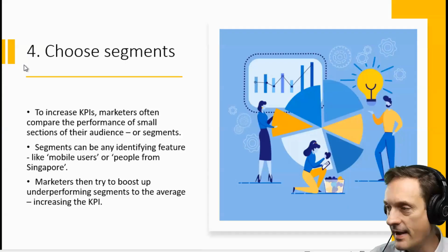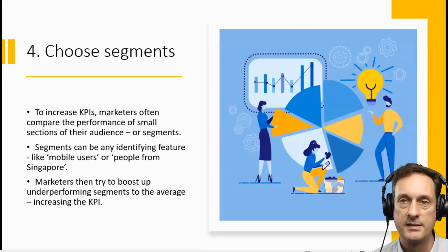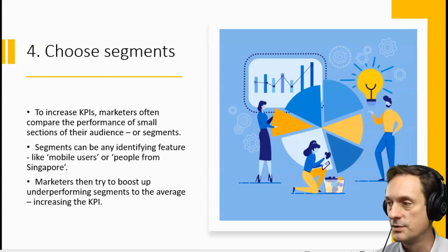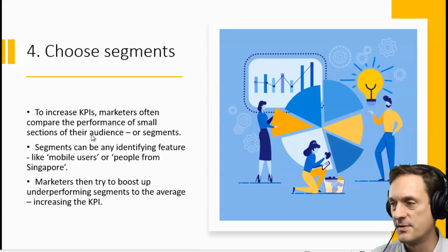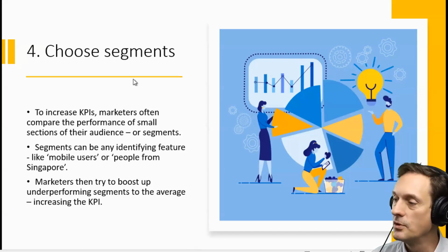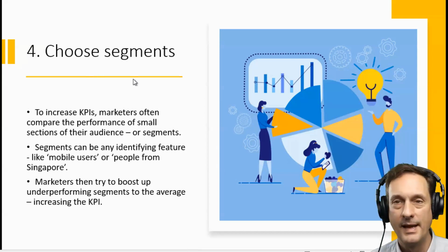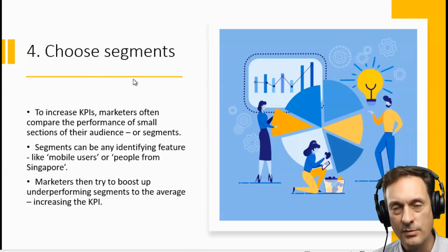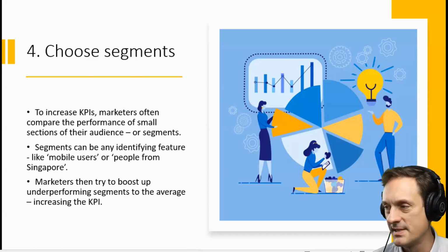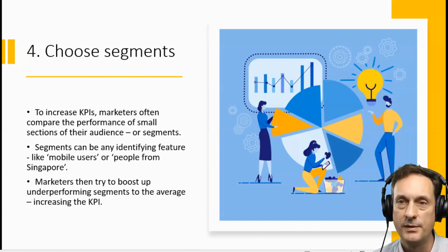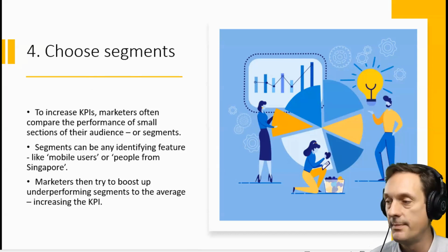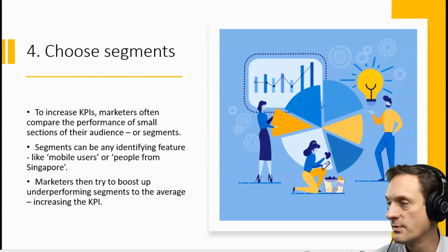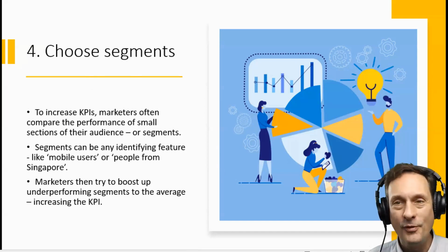So then finally, after that, you do your segment analysis, okay? And that's when Google says, to increase your KPIs, marketers often compare the performance of small sections of their audience, or segments. This is Google sort of talking here. You take a segment, break it down, look at an underperforming and an overperforming segment, and then try to boost one up to increase your overall effectiveness, overall KPI numbers. Okay, so we've been through that many times. Hopefully that's very clear now.